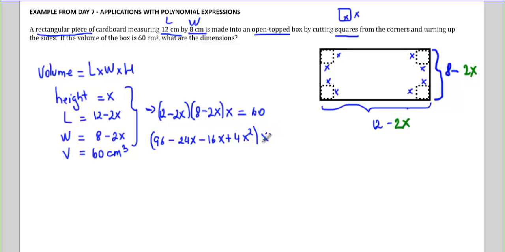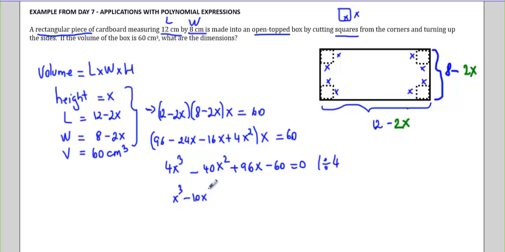First, I'm going to expand the first two brackets, 12 minus 2x times 8 minus 2x, and then we're going to multiply by the remaining x and rearrange in the order of the powers. So 4x cubed minus 40x squared plus 96x minus 60 equals 0. What we notice is that every coefficient is a multiple of 4, so we're going to divide the entire equation by 4, and we're left with x cubed minus 10x squared plus 24x minus 15 equals 0.